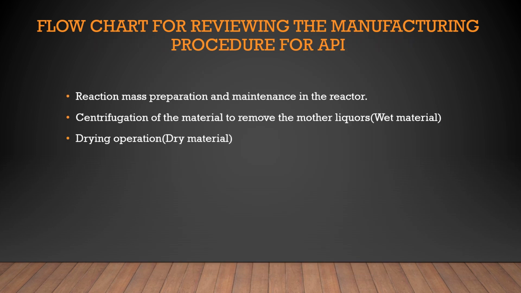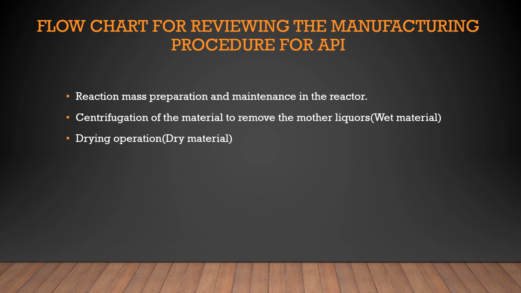During the manufacturing of the API, these are some of the critical areas where the material is being held and then used in the further stage. During the reaction mass preparation and maintenance in the reactor, how much time can I hold the particular product in the reactor before moving it forward into another reactor or another stage?